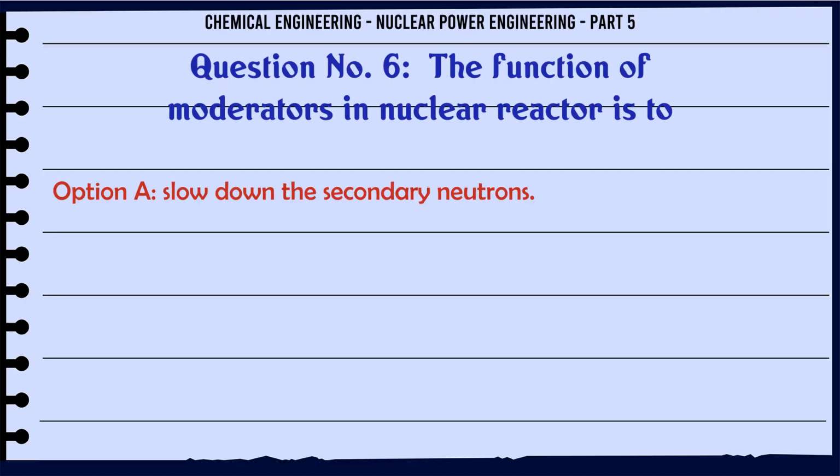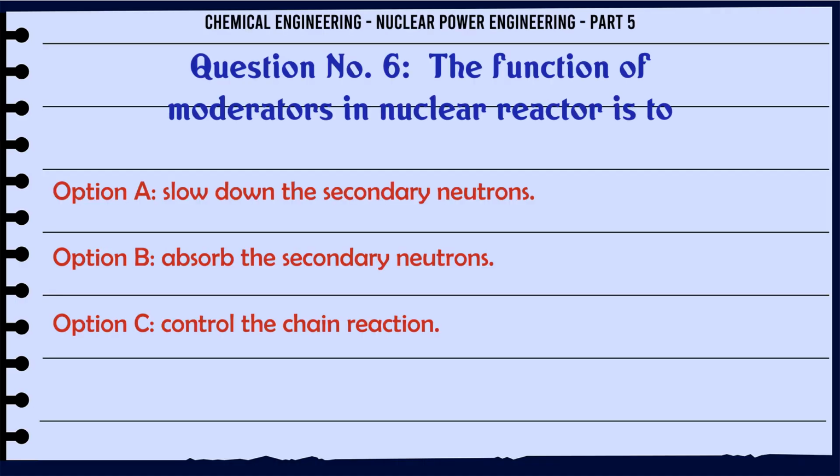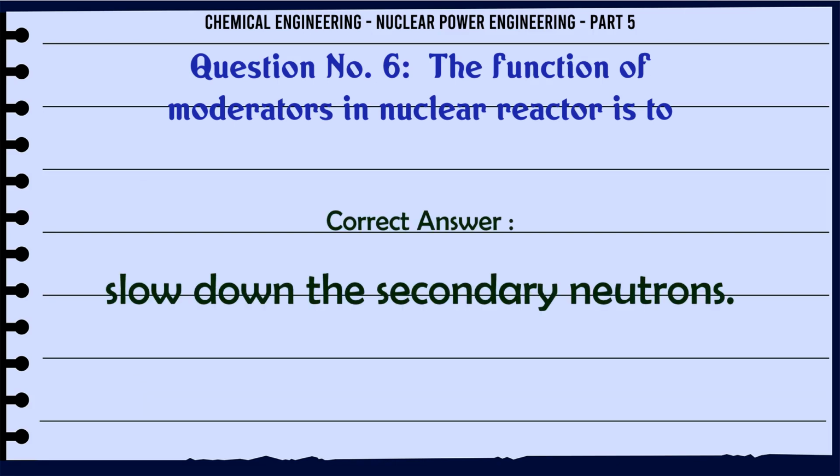The function of moderators in a nuclear reactor is to: A. Slow down the secondary neutrons, B. Absorb the secondary neutrons, C. Control the chain reaction, D. None of these. The correct answer is slow down the secondary neutrons.